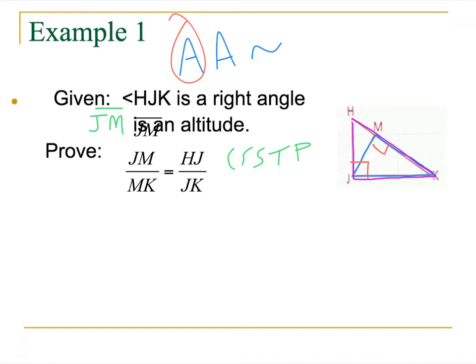What else could I do? Well, certainly looks like I could prove angle K congruent to itself. There's my second angle. I can prove these two triangles similar. Awesome. Let's go ahead and do that. I am ready to rock and roll with this proof.